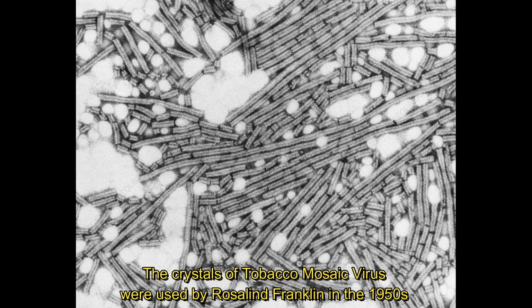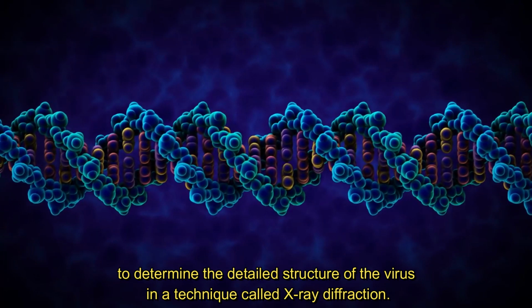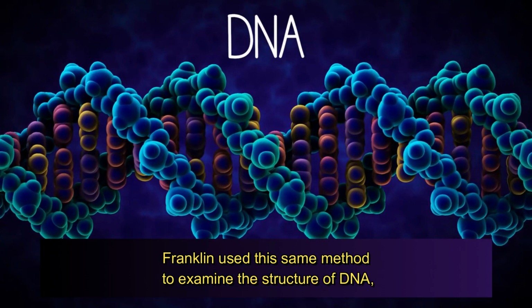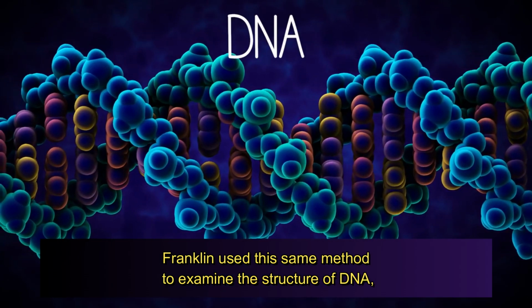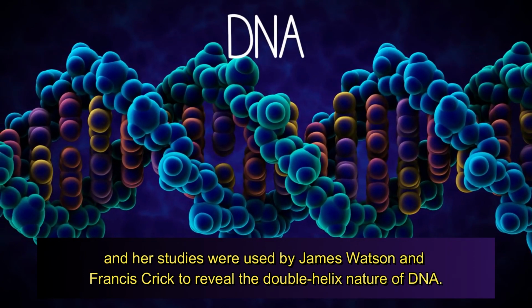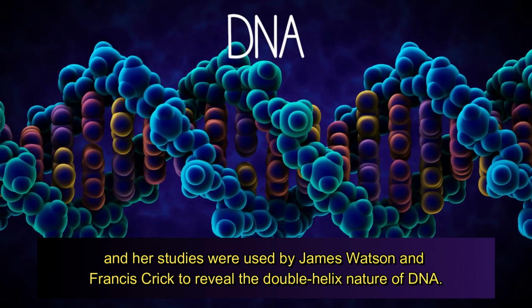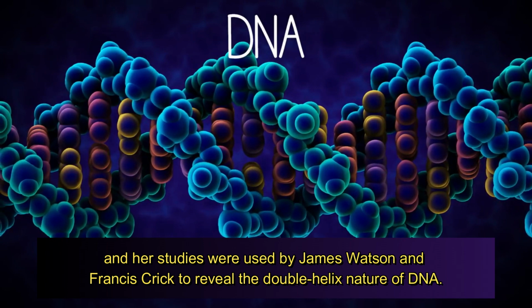The crystals of tobacco mosaic virus were used by Rosalind Franklin in the 1950s to determine the detailed structure of the virus in a technique called X-ray diffraction. Franklin used this same method to examine the structure of DNA, and her studies were used by James Watson and Francis Crick to reveal the double helix nature of DNA.